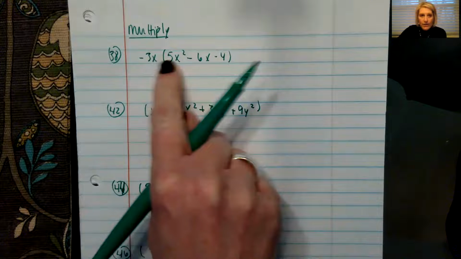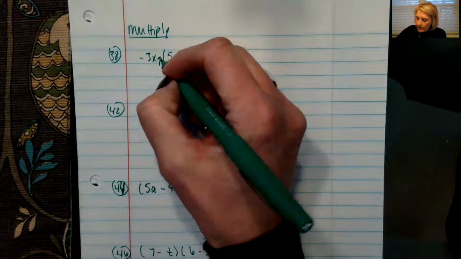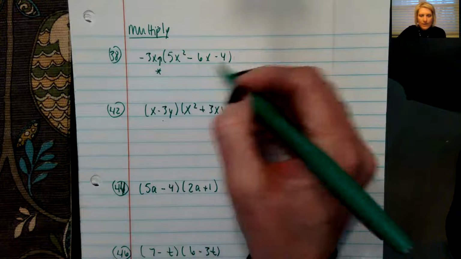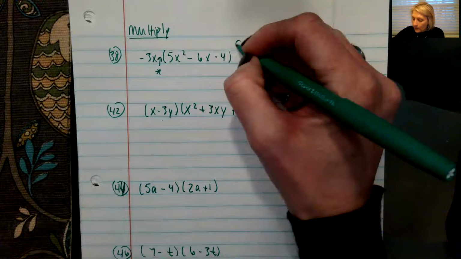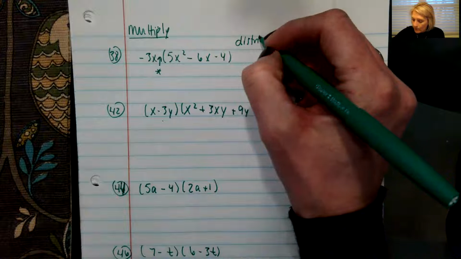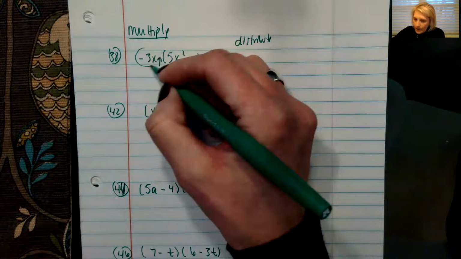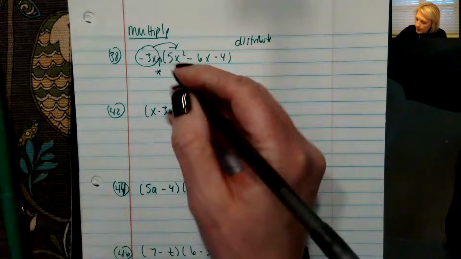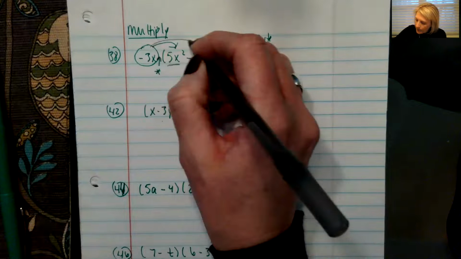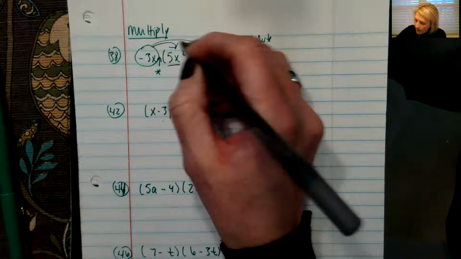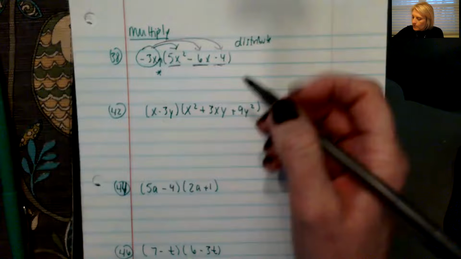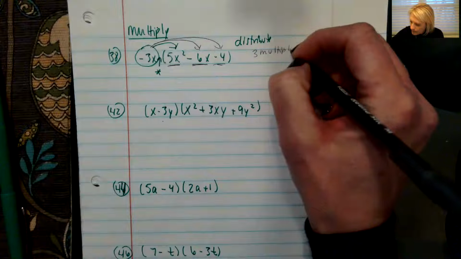So we have this multiplication here because it's next to a parenthesis. And then we are going to multiply this negative 3x times everything in this parenthesis. So we're going to do that distributive property again. We're going to distribute. And all of this negative 3x gets multiplied by this first term, and then it's going to get multiplied by this term, and then it's going to get multiplied by this term. So we should have 3 multiplications.